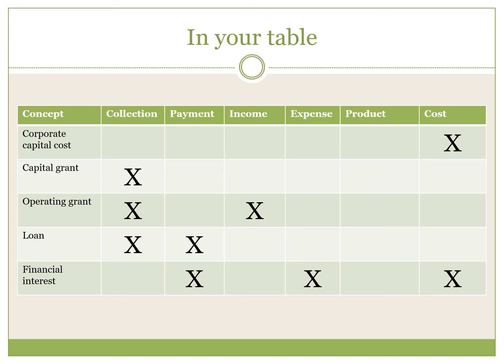Operating grants, however, are a little bit different because operating grants are devoted to production. That means there's a collection when you receive the money, but it's also an income because it's related to the usual activities of the company. Then we have loans. Loans are going to be a collection when you receive the money and a payment when you return the money of the loan.